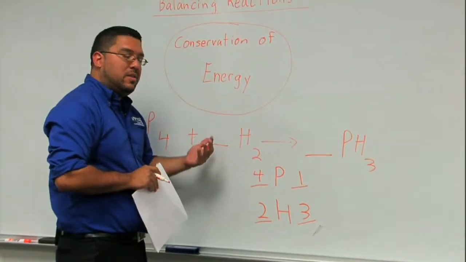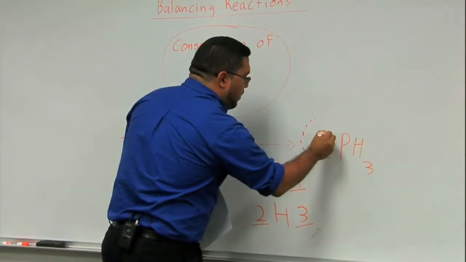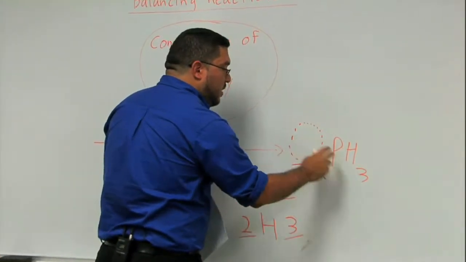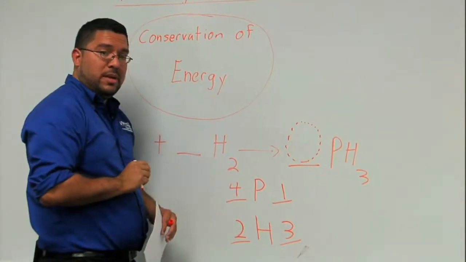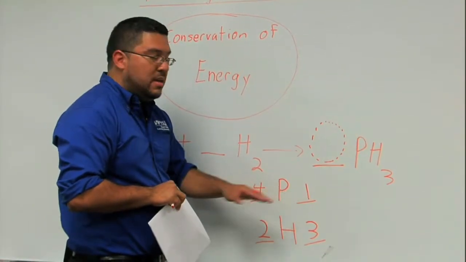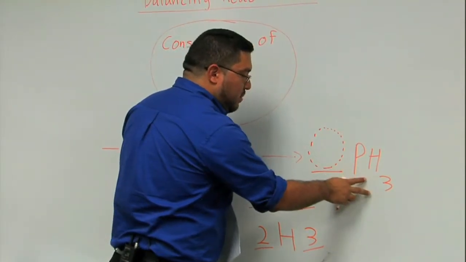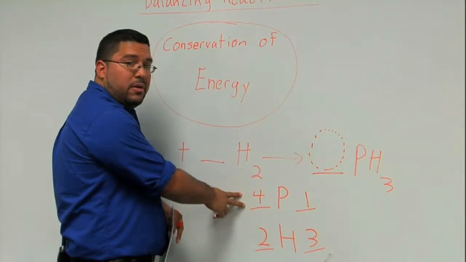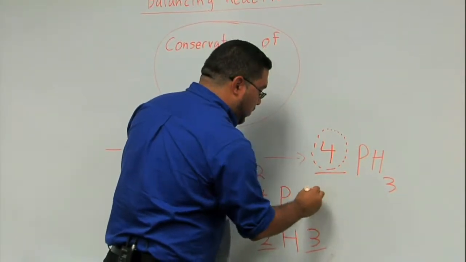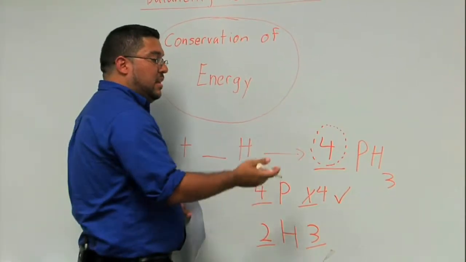And now is when you start adding what are known as coefficients. Coefficients are numbers that go in front of your compound or element, and you multiply your coefficient times your subscript to try to balance your reaction. So let's try to balance ours. We have 4 phosphorus on the left, but only 1 on the right. What number do I have to plug in here that, when I multiply it times 1, will give me a total of 4? Quite clearly, it would be 4. So now 4 times 1 gives you a total of 4 phosphorus, and you can see that this is balanced. You have 4 on the left, and now you have 4 on the right.